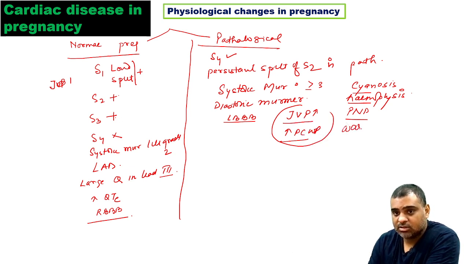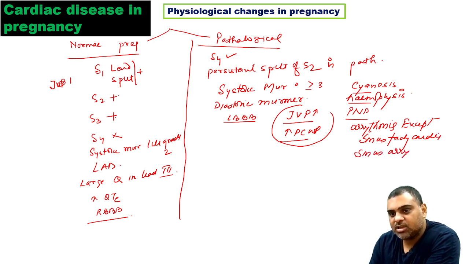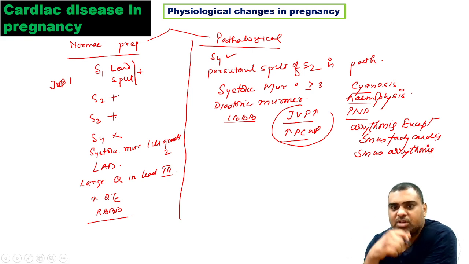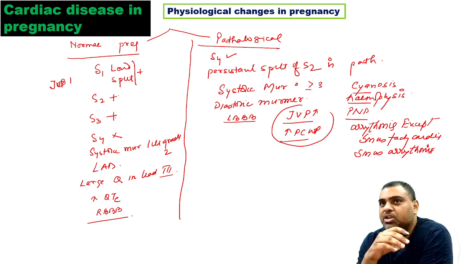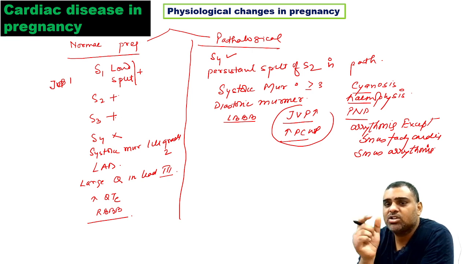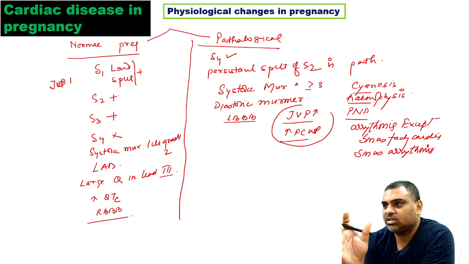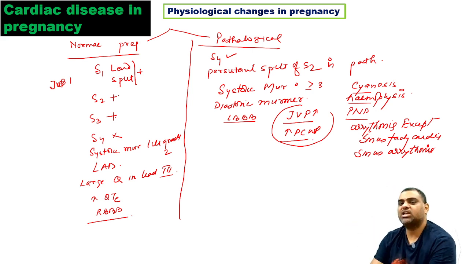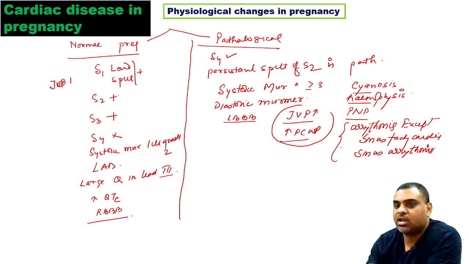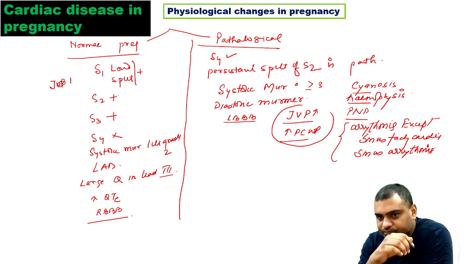Arrhythmia, except which two arrhythmias? Sinus tachycardia and sinus arrhythmia. What is sinus arrhythmia? Normally when you take inspiration, BP falls and heart rate increases. So in inspiration you have tachycardia and in expiration you have bradycardia. So there is a change of heart rate during inspiration and expiration. This is called sinus arrhythmia, and this change is not more than 10. So these two arrhythmias are normal. Any arrhythmia other than this is abnormal.